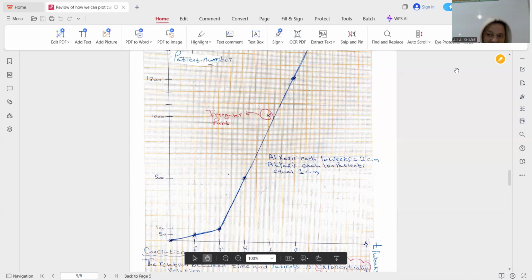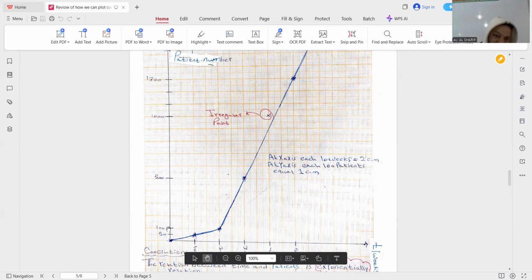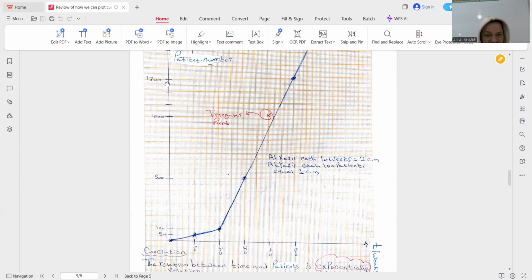Now, the x-axis is done. Let's talk about the y-axis, the most important one, because here in the column I have simple numbers, 50, 40, whatever, and more than 1,000. Here I said every 1 centimeter equals 200 patients. That means 10 centimeters equal 1,000 patients. By that, 13 centimeters equal 1,300 patients.